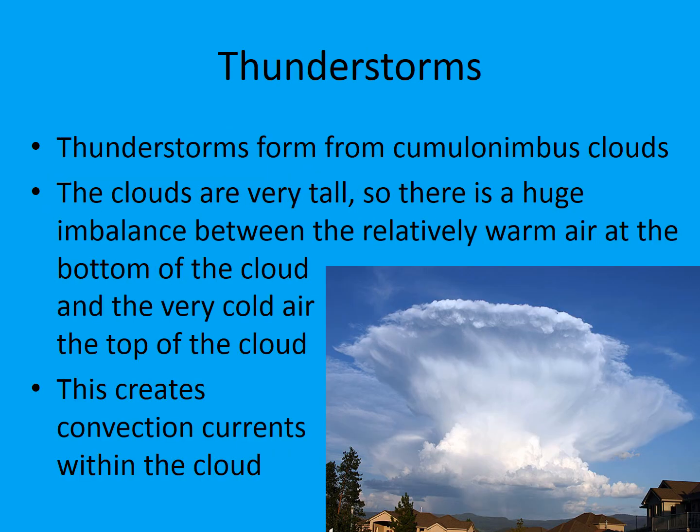So back to those cumulonimbus clouds. They're important because that's what we get thunderstorms from. And why we get thunderstorms from them is really due to the nature of the cloud. The clouds are really, really tall. So you end up with this huge imbalance between the pretty warm air at the bottom of the cumulonimbus cloud and the really cold air up at the top of the cloud. So not only are these clouds created from convection, now they have convection currents actually within the cloud, which is what fuels these clouds to get bigger and bigger and what makes thunderstorms more and more severe.